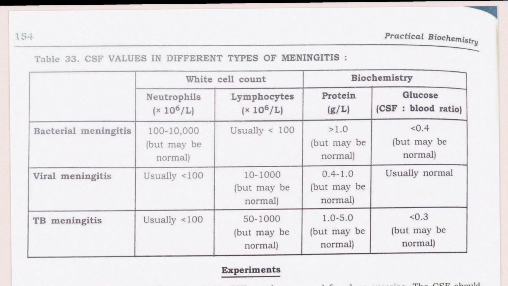बैक्टीरियल मेनिंजाइटिस, न्यूट्रोफिल बैक्टीरियल मेनिंजाइटिस में 10 मिलियन to 1000 मिलियन है ना, बट में भी नॉर्मल. लिम्फोसाइट यूजुअली लेस देन 100.